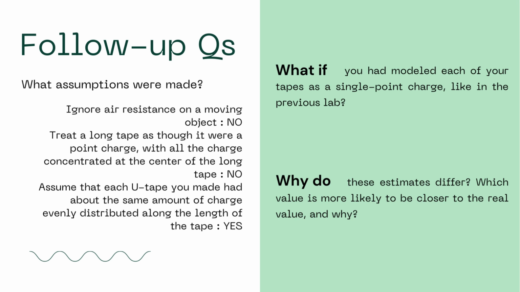As per the questions on the right, if I had modeled each of the tapes as a point charge like the previous lab report, the values would have been skewed. The value of the line charge model is quite larger than that of the point charge model because the point charge model only considers the interaction at a point, whereas the line charge model takes the sum of the interactions of charges along an entire distance.